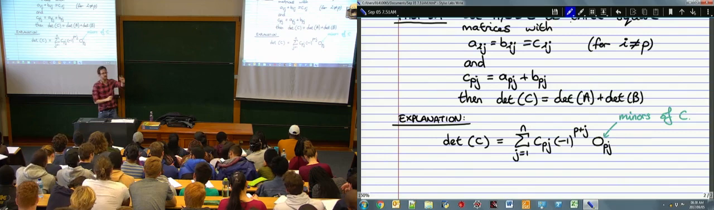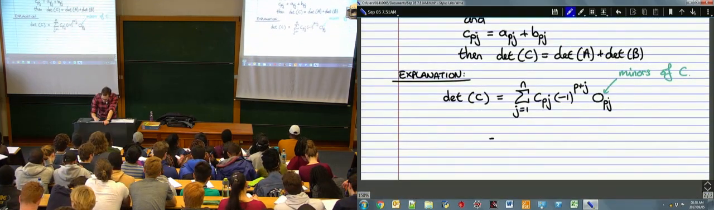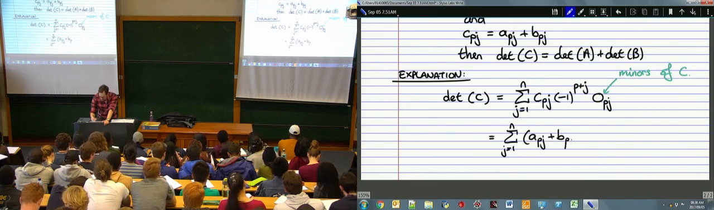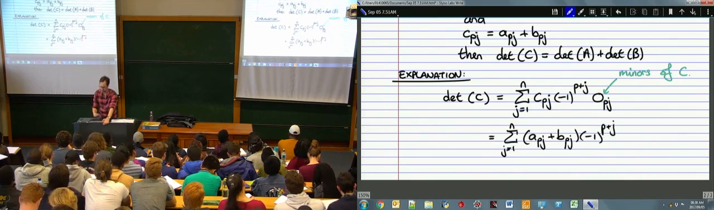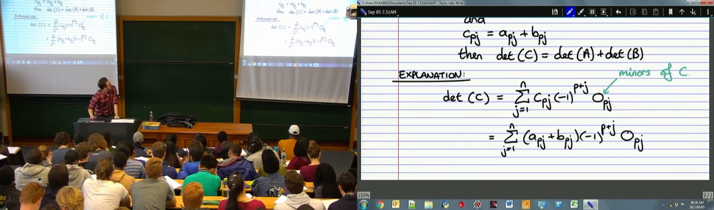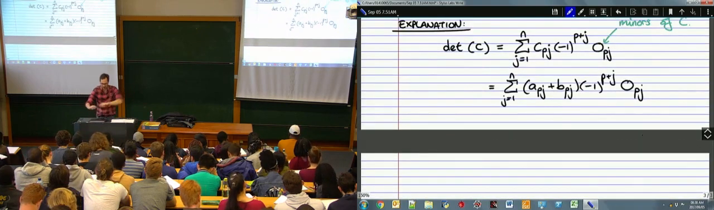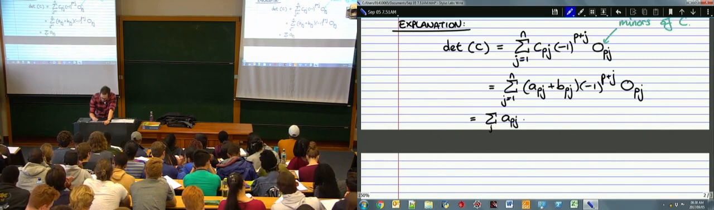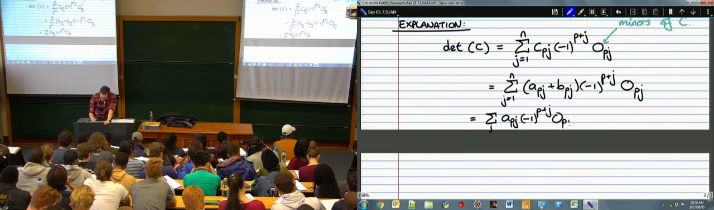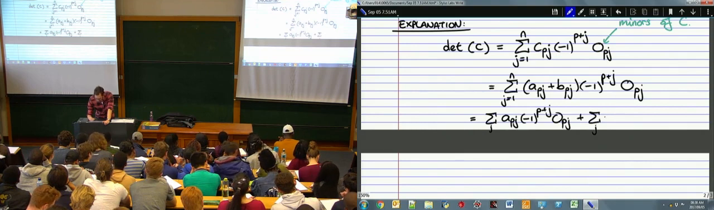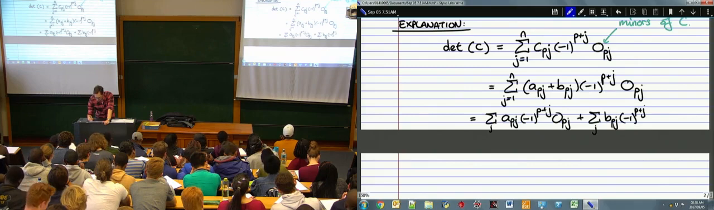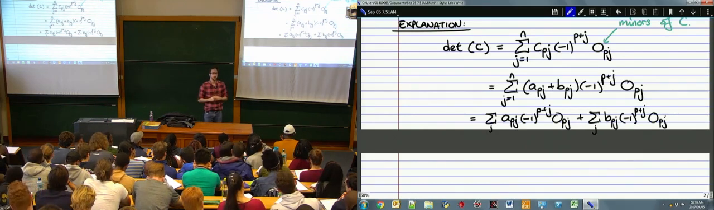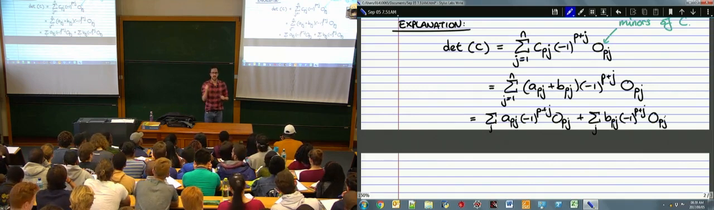So the first thing that you can do is take these CPJs and replace CPJ with APJ plus BPJ, times minus 1 to the P plus J. And then we still have these minors here, OPJ. And we can split this sum up. So we actually have two sums. We've got this first sum over J, APJ minus 1 to the P plus J OPJ, plus this sum over J, BPJ minus 1 to the P plus J OPJ. And then the claim that we're going to make is that these minors OPJ in C are exactly the same as the minors MPJ in A and NPJ in B.